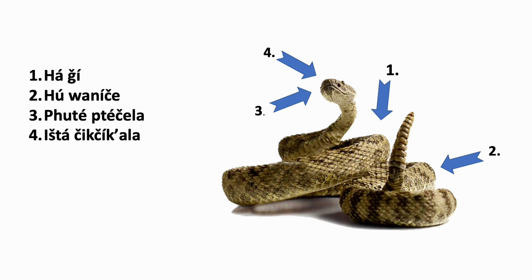Obviously snakes don't have legs, so we can't use a number, and so it becomes waniche. There is none. So hu waniche. It does not have legs. Pute ptechela. Its snout is short. And then we're going to go on to the eyes. So ishta, and then we're going to reduplicate chikala to chikala because there's two of them. So ishta chikala. Its eyes are small.